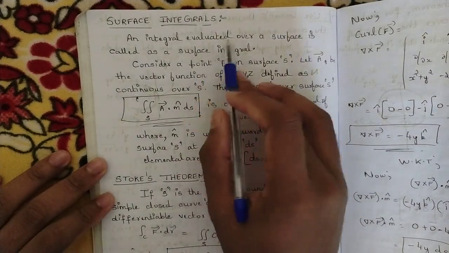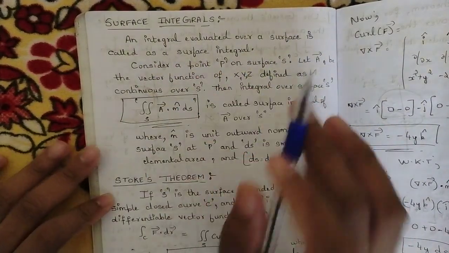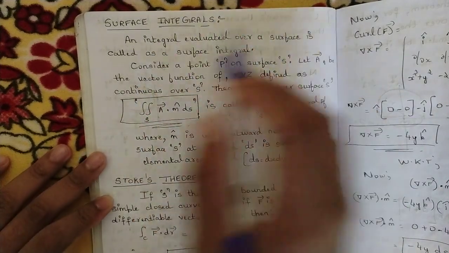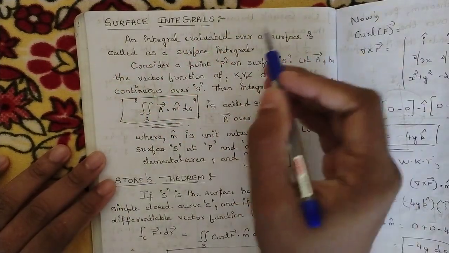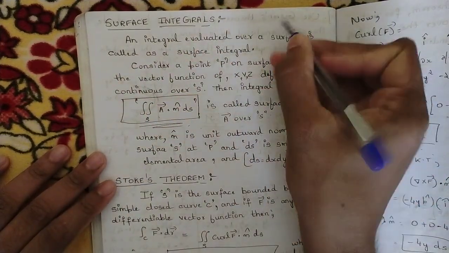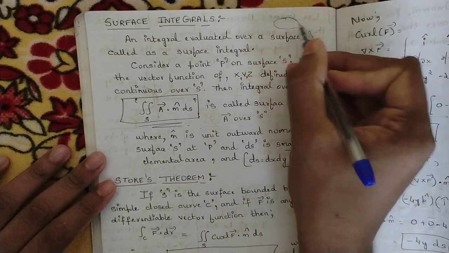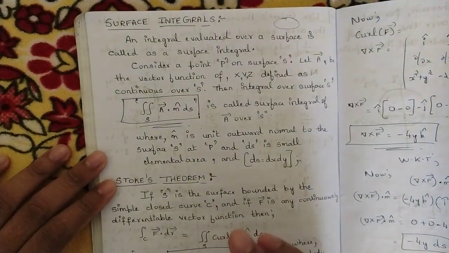An integral evaluated over a surface is called a surface integral. So this is the basic definition of a surface integral. For example, there would be one closed surface or an open surface. For example, if we have a circle here, an integral over this surface which covers all the boundaries is called a surface integral.